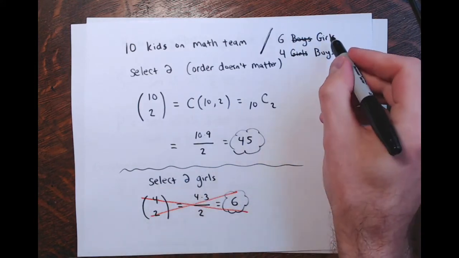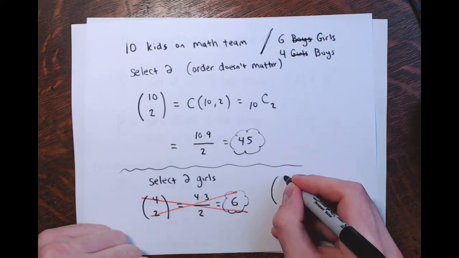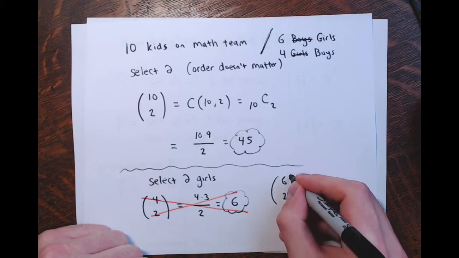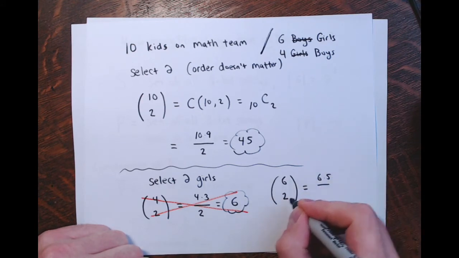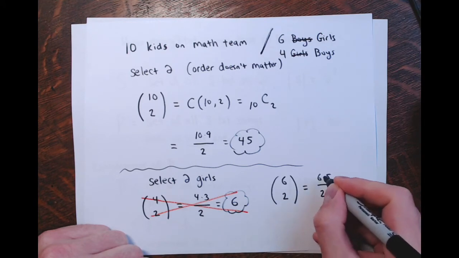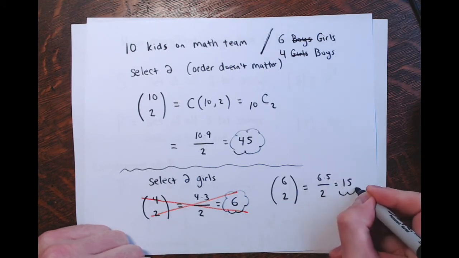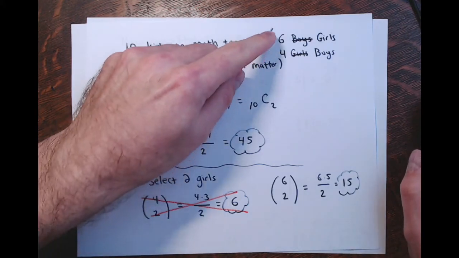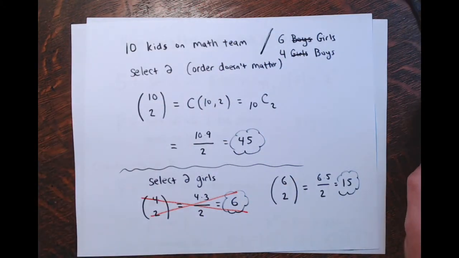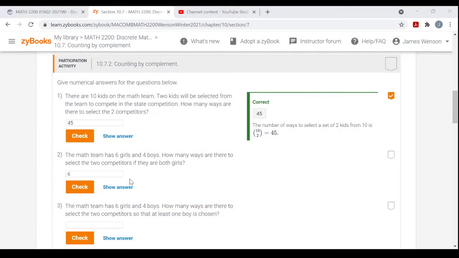So again, selecting 2 girls. So I'm selecting from the 6 girls, right? So it would be 6 choose 2. And this would be 6 times 5, the number of permutations, divided by 2 factorial, which is 2. This is 15. Right? So there'd be 15 ways of selecting 2 girls if the team was broken up into 6 girls and 2 boys and you were selecting 2 girls. So this is 15.